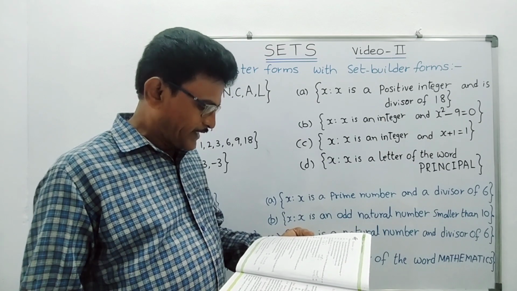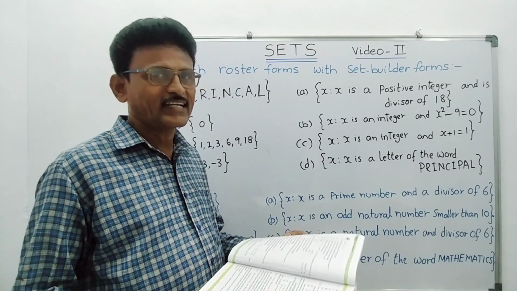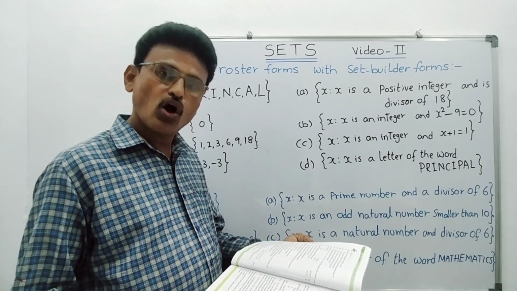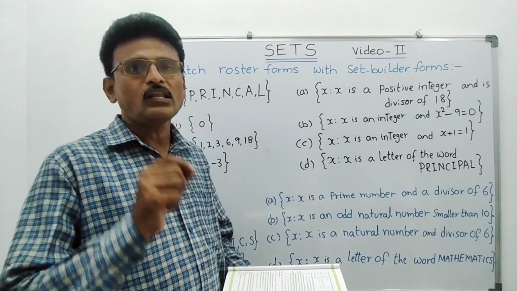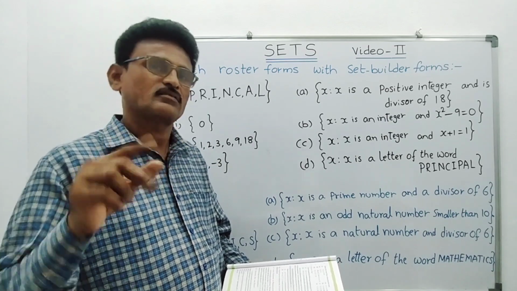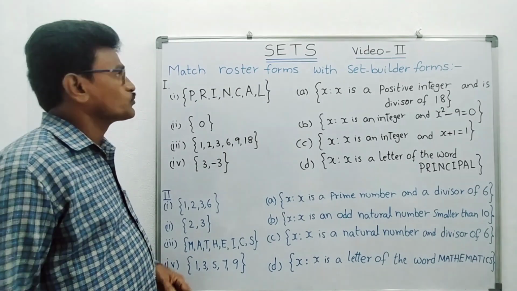Next, D: x is a letter in the word LOYAL. L-O-Y-A-L. So what are the letters coming here? L, comma, O, comma, Y, comma, A. Don't repeat L. L-O-Y-A. Put commas. That's the answer.